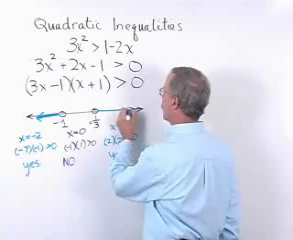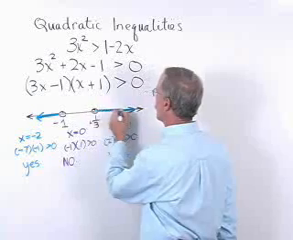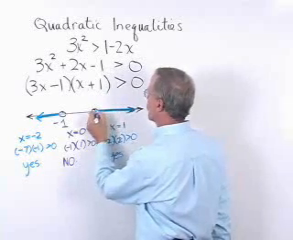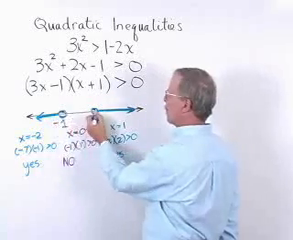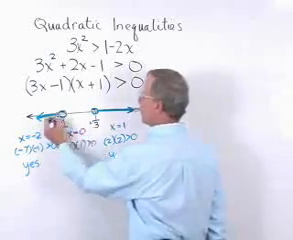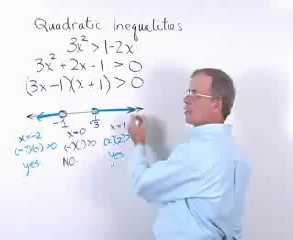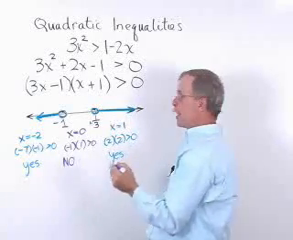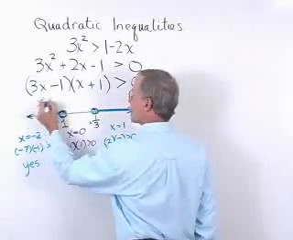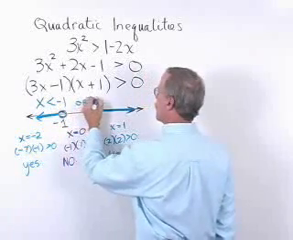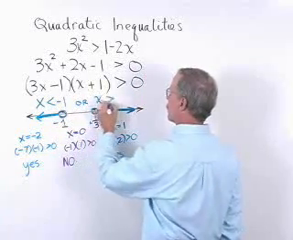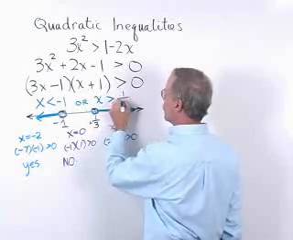So we have the rest of our solution is this. So we have open holes here, and we have anything below that and anything above here. If we write that algebraically, we'll have x must be less than negative 1, or x is greater than 1/3.